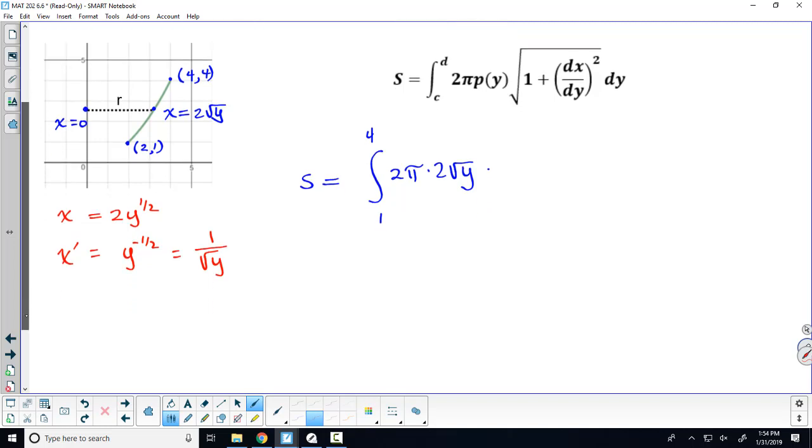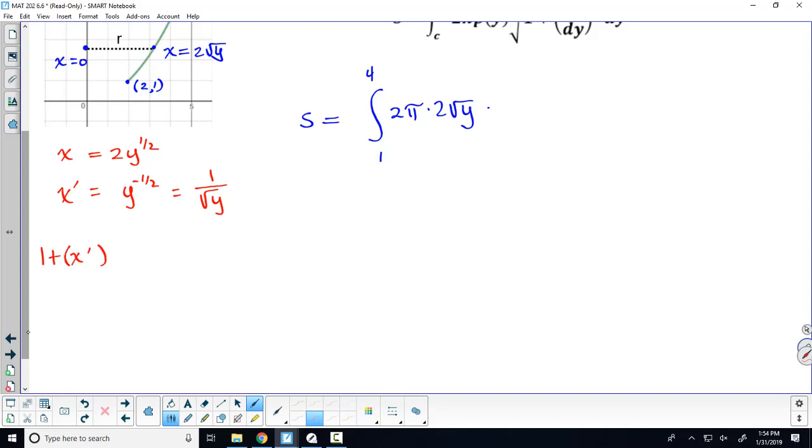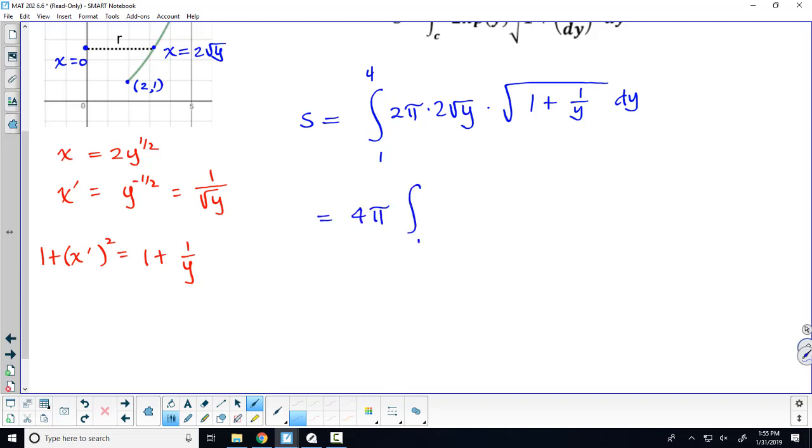And then we have to square it and add 1. So 1 plus x prime squared is going to be 1 plus 1 over y. That's what has to go inside this square root. So this one looks like it's going to combine pretty easily. We combine our two square roots and pull out the constants. So we have 4 pi out front, integral from 1 to 4, and this is just going to be the square root of y plus 1 in here, I think. Again, we have a pretty easy integrand now.